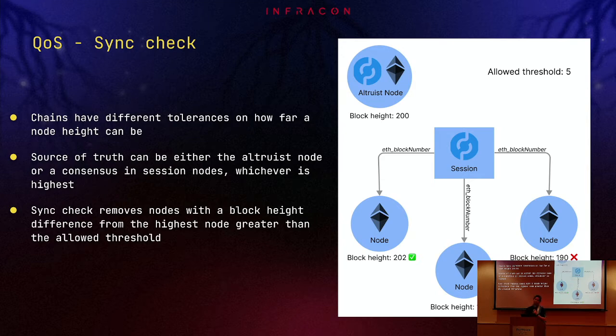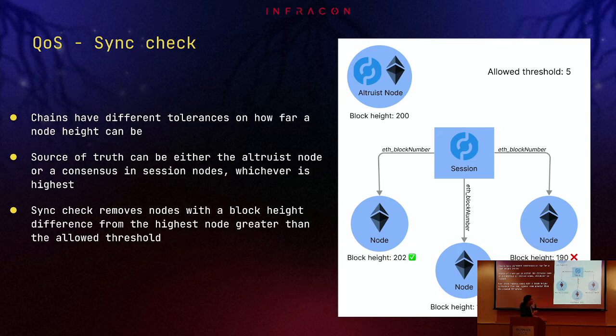The way this works is that we first try to determine which node within the session has the greatest block height. It could be either the altruist or one of the nodes. When we are sure which node that is, we compare the difference of all the nodes against that one, and then we discard those that exceed the allowed threshold. It can vary per chain.